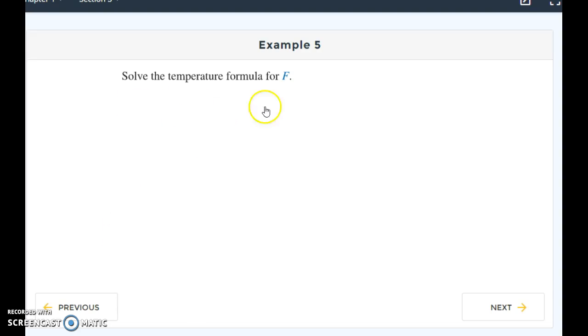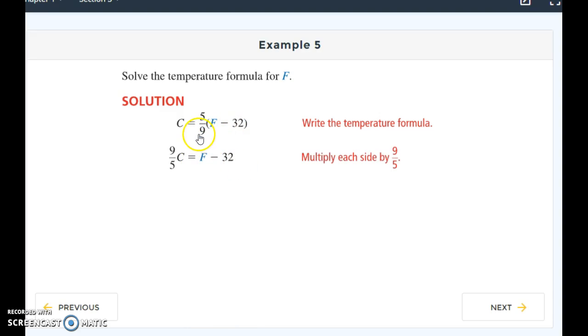So in this example, I'm asked to solve the temperature formula for F. I rewrite my temperature formula, and I see that F is over here with a bunch of other terms that I need to get rid of. The first thing I have is some stuff multiplying by my parentheses, so I need to undo that. I can divide by fractions, right? And I don't really like dividing by fractions. The other way I can get rid of fractions is multiplying by the reciprocal. The reciprocal, remember, is I just flip my fraction upside down. So I'll multiply each side of this equation by 9/5, which gets rid of my parentheses.